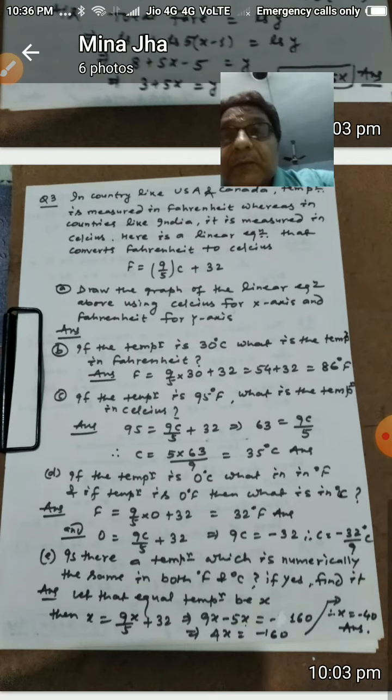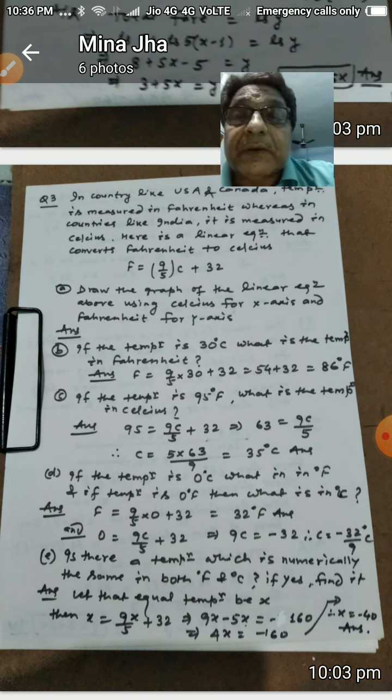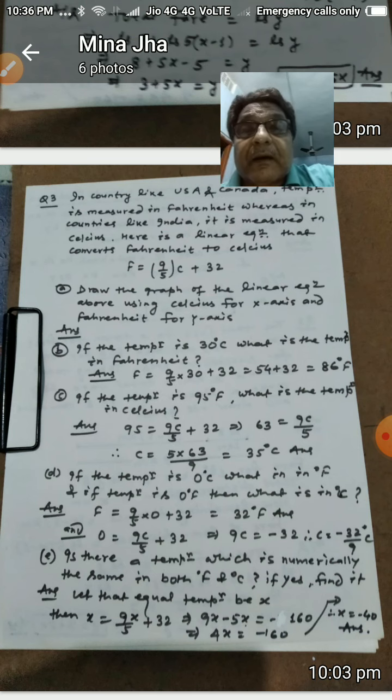Now one more question we will do here. The question I am reading: in countries like USA and Canada, temperature is measured in Fahrenheit, whereas in countries like India it is measured in Celsius. Here is a linear equation that converts Celsius into Fahrenheit, and the equation given is F equal to 9 by 5 into C plus 32.